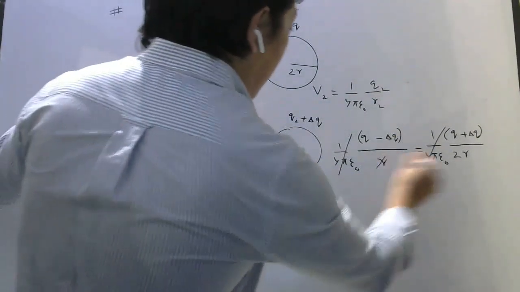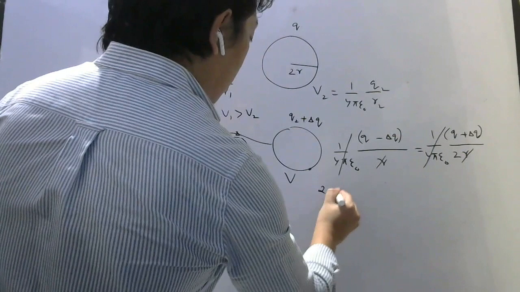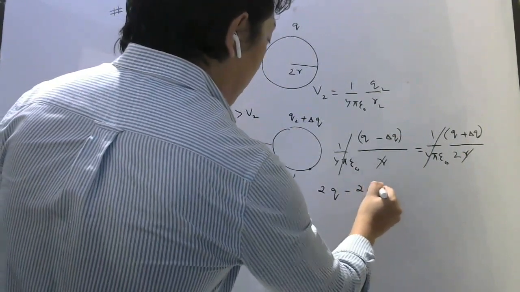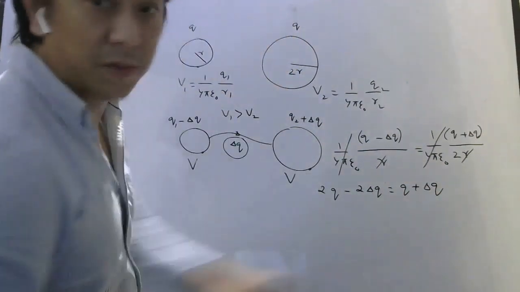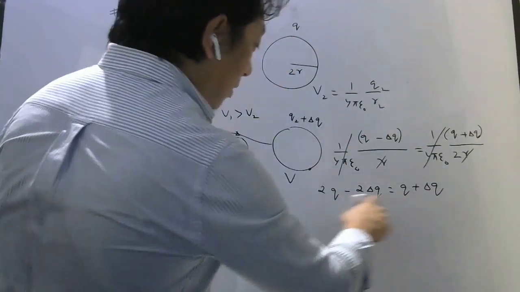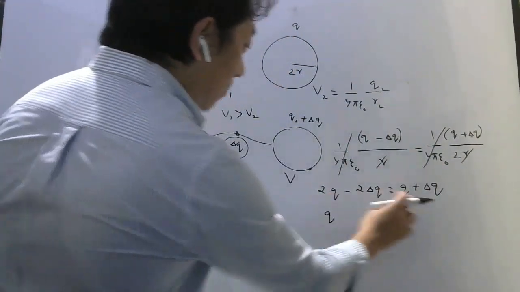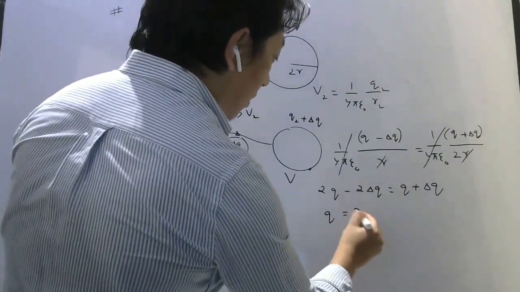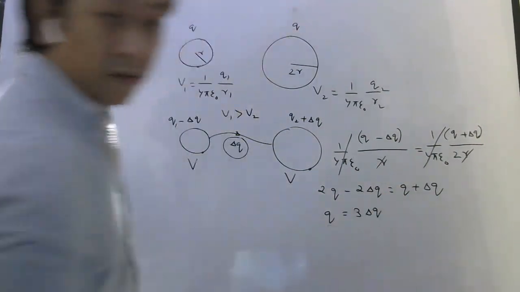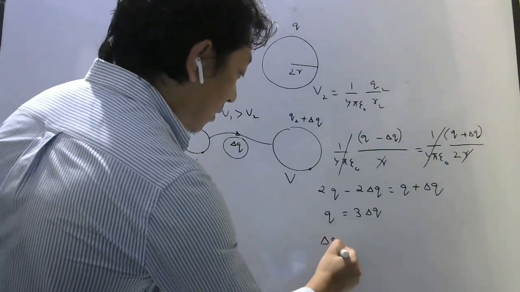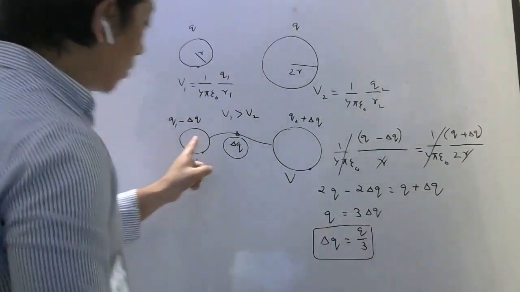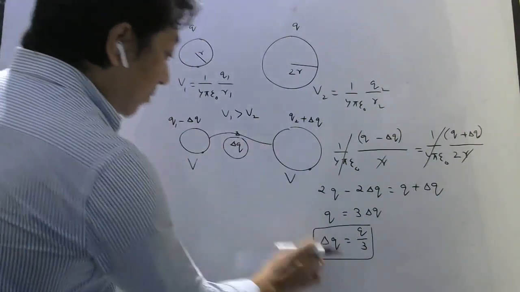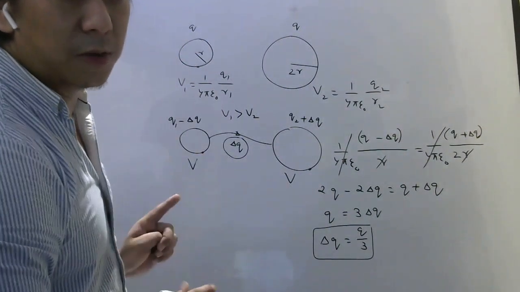So if I solve this easily, what will you get? R will cancel, cross multiply, 2Q minus 2 delta Q will be equal to Q plus delta Q. Correct? Then you bring this Q this side, you will get 2Q minus Q, and that side it will become 3 times delta Q. So delta Q will be Q by 3. So how much charge will flow? Q by 3.